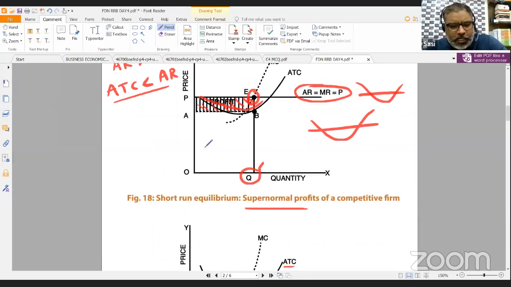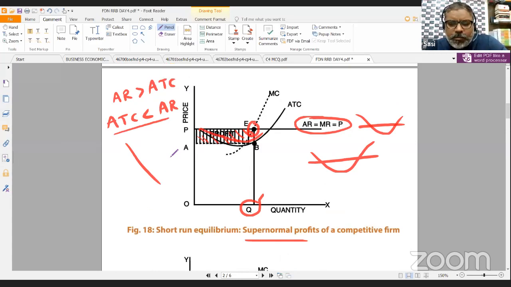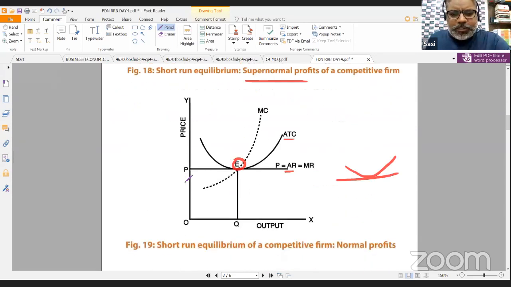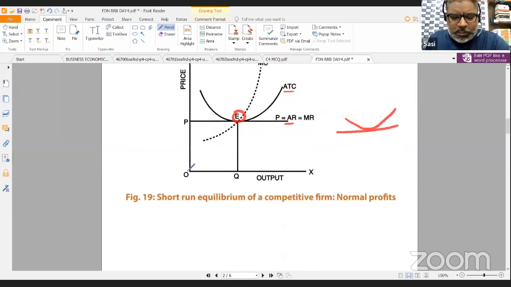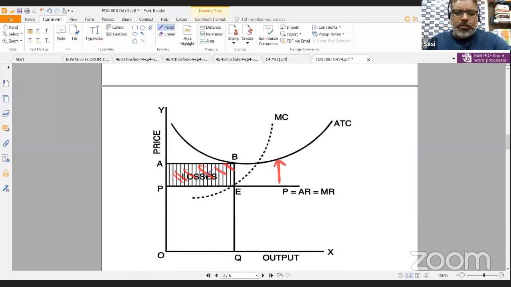And that happens in any type of market. The only thing is the shape of the revenue curve may change, but the logic of what we are looking at will remain the same. The marginal cost curve should cut the marginal revenue curve from below. When the average total cost is below the average revenue, there will be supernormal profits. When the average total cost is equal to average revenue, there will be normal profits. When the average total cost is above the average revenue, there will be losses.